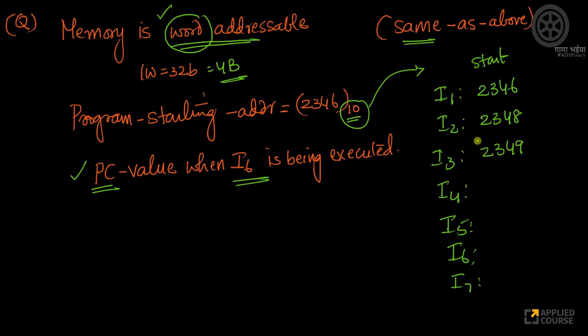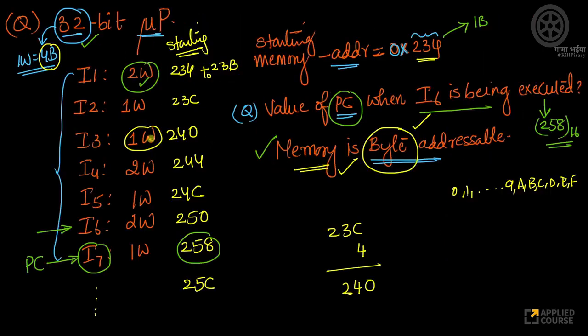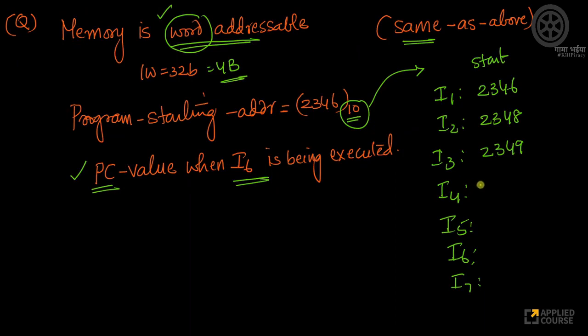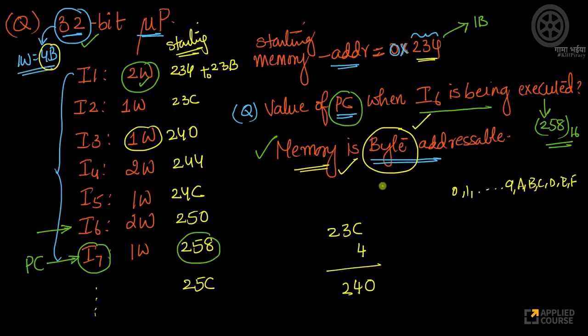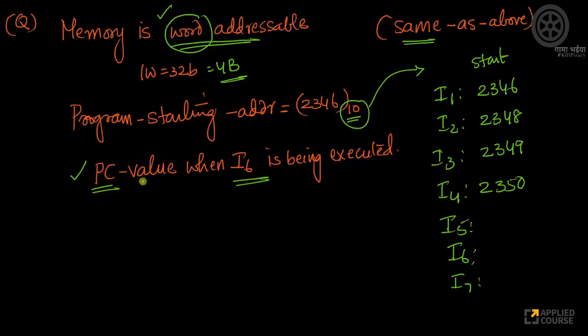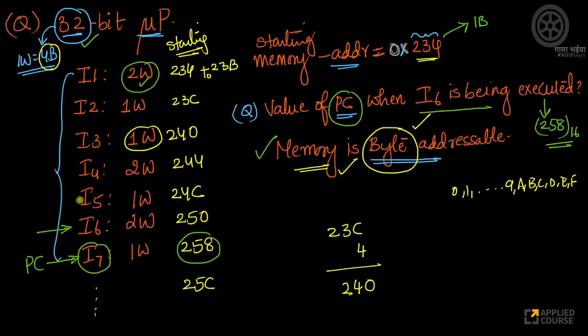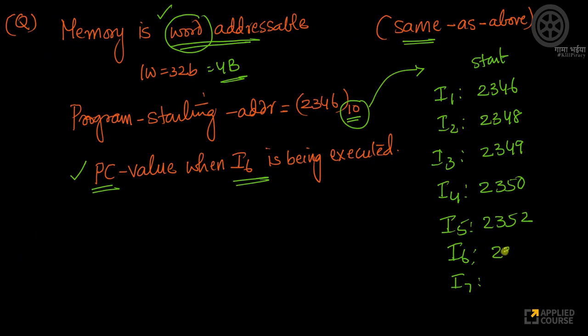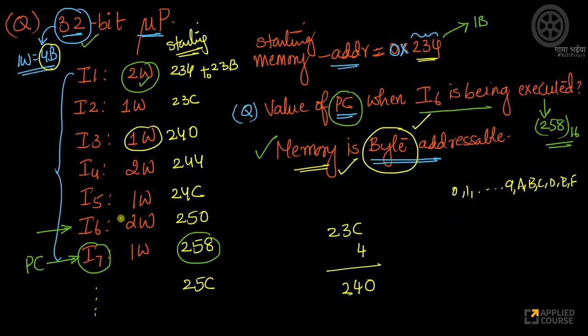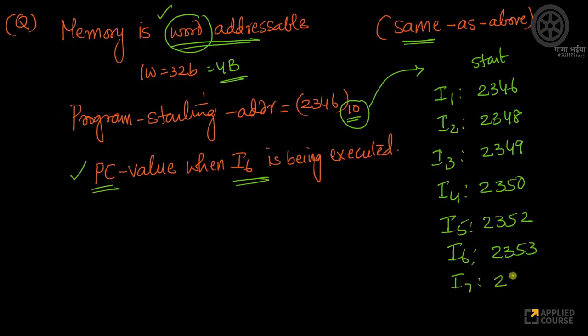So I3 starting address, we already got it to be 2349. I3 requires 1 word, I'm sorry, one word. So just add one word to this. So I get 2350. How much does I4 require? I4 requires 2 words, right? So this will be 2352 starting address. I5 requires 1 word, which means I6 starts at this. I6 requires 2 words, which means I7 will start from 2355 and it will go up. It requires 1 word, right? So 2355 up to 2366, right?